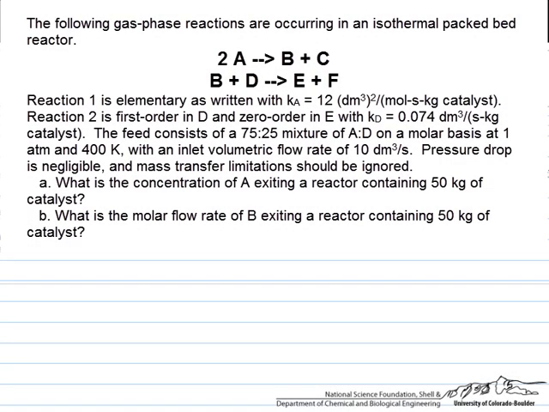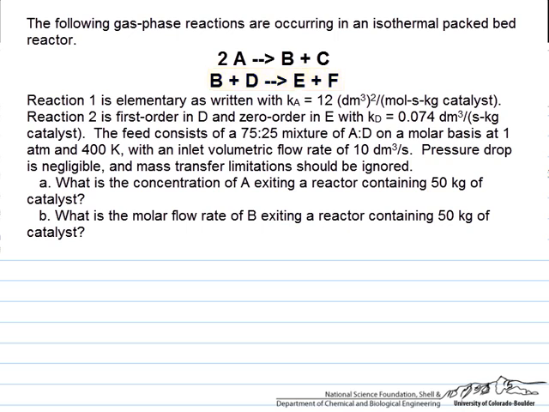Okay, so this problem involves a material balance conducted on a packed bed reactor, and actually multiple material balances. We have two reactions, 1 and 2. Reaction 1 is 2A going to B plus C, and then some of the B can subsequently react with D, which is also fed in reaction 2 to produce E and F.